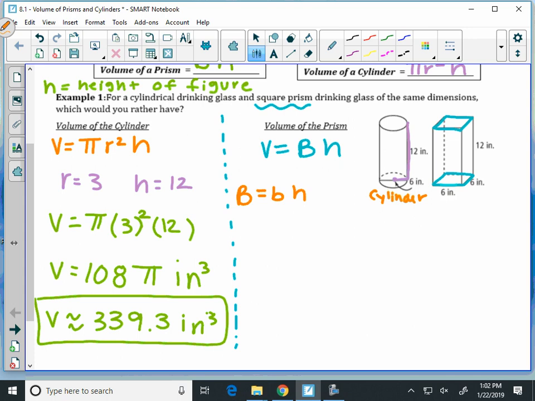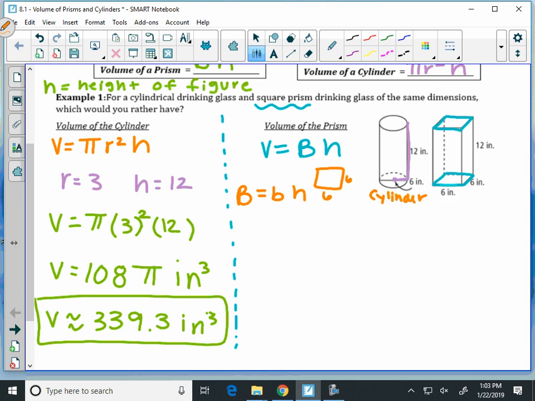What I like to do when I have prisms, because sometimes we get our measurements mixed up, I take the shape of my base and redraw it. Our base is a square, so I'm going to draw my square with the same dimensions, because sometimes it gets tricky and we get other numbers in there that aren't supposed to be in there. So just redraw your base with those dimensions they give you, and then use that to find the area.